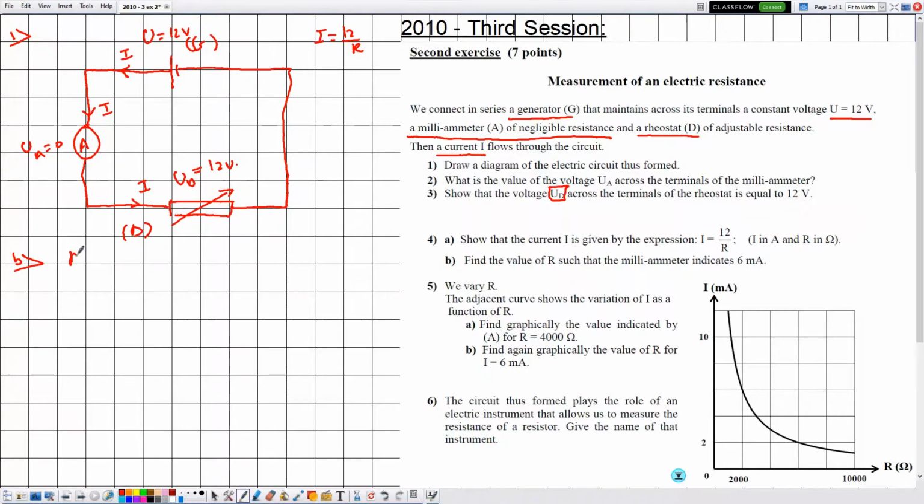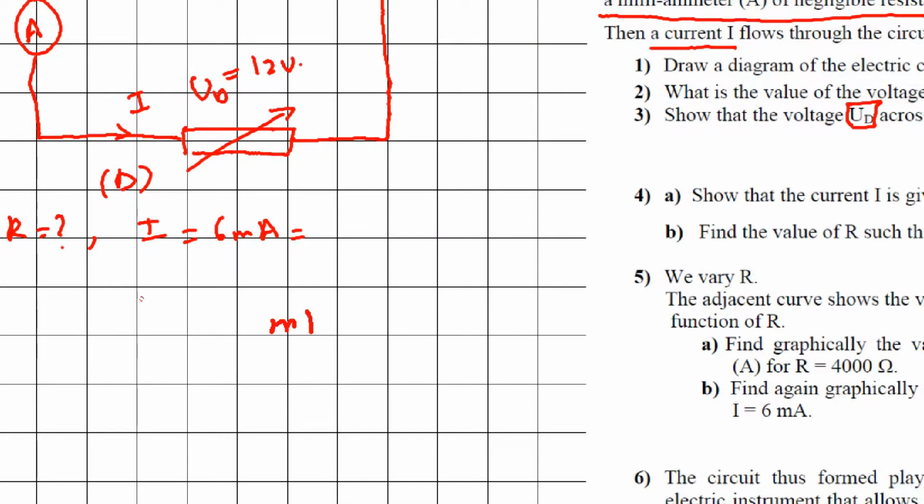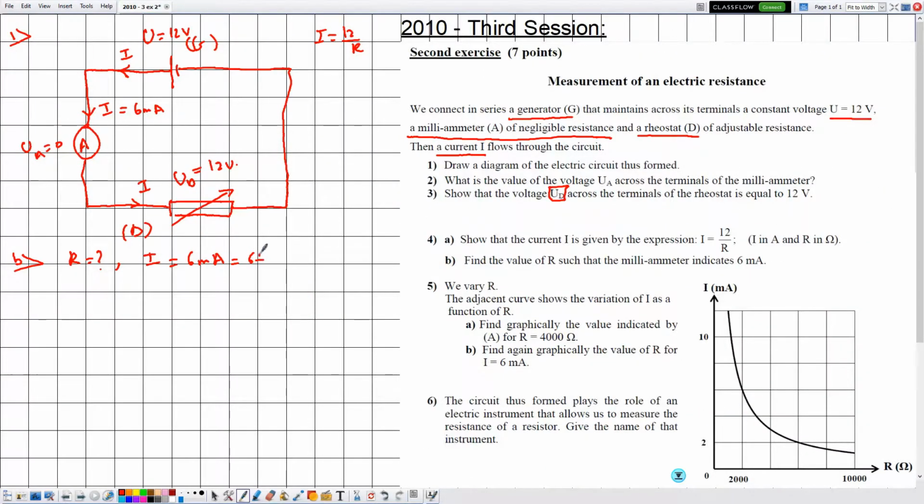Then we need to find the value of R, knowing that the milliamp meter indicates 6 milliamps. Here the milliamp meter is reading the value of the electric current I. Then the value of I is given by 6 milliamps. So I is equal to 6 milliamps. We know that milliamps is not the SI unit of electric current. In order to convert from milliamps to amps, we divide by 1000. Then dividing 6 by 1000 will give us 0.006 amperes.